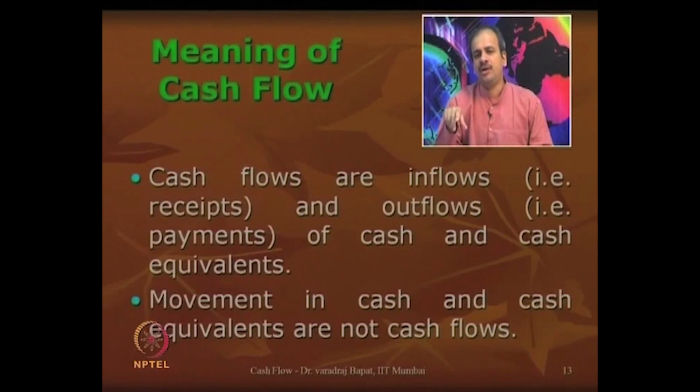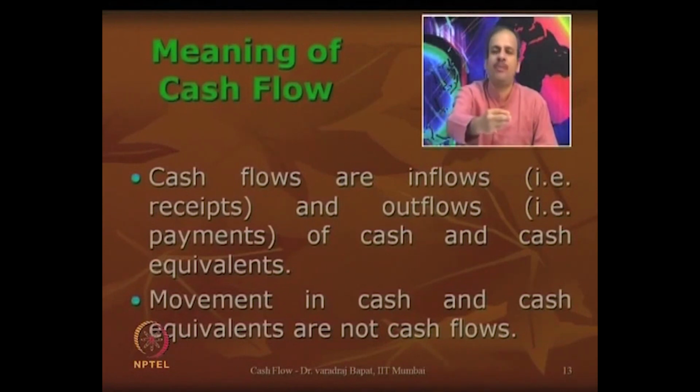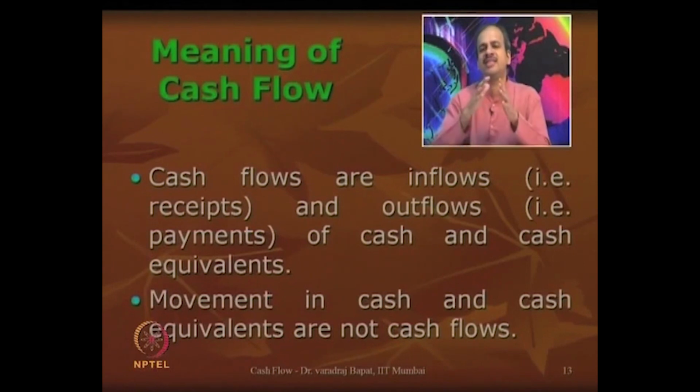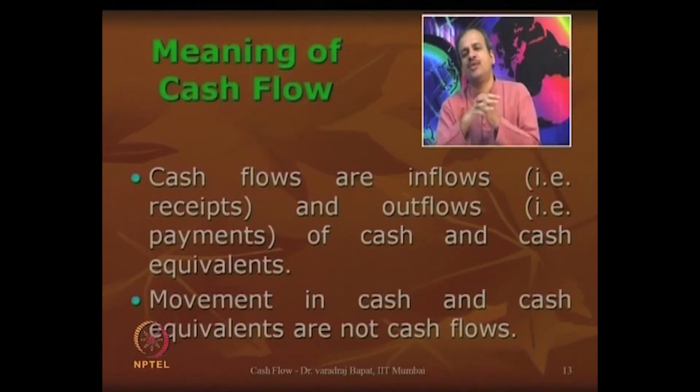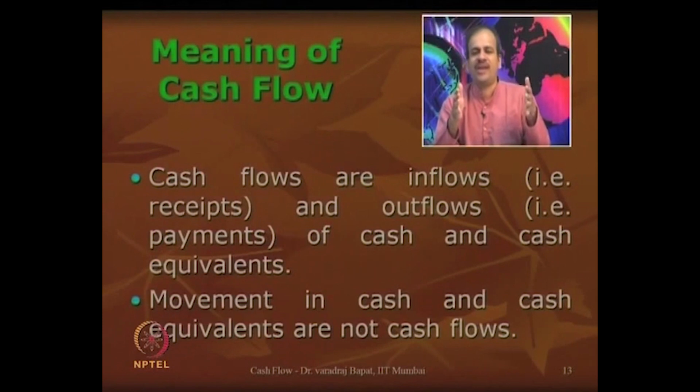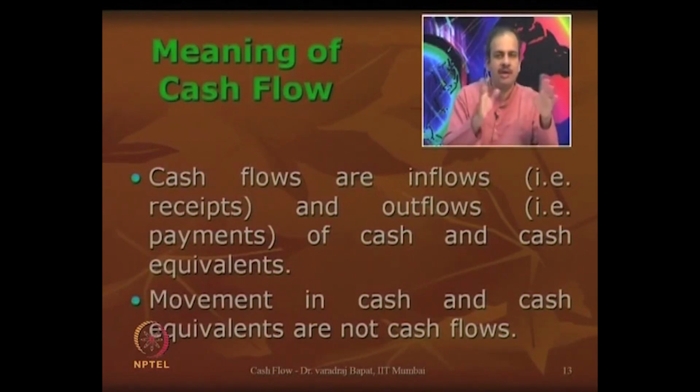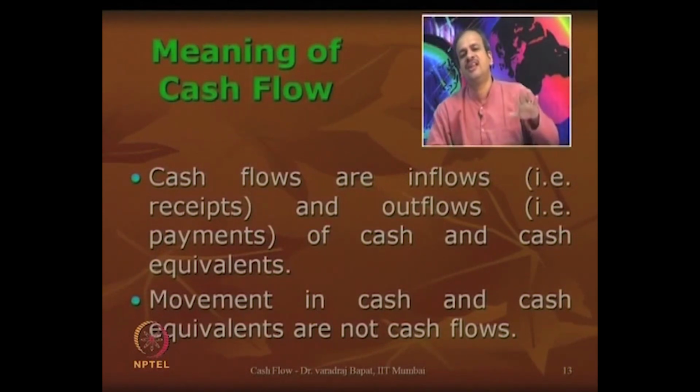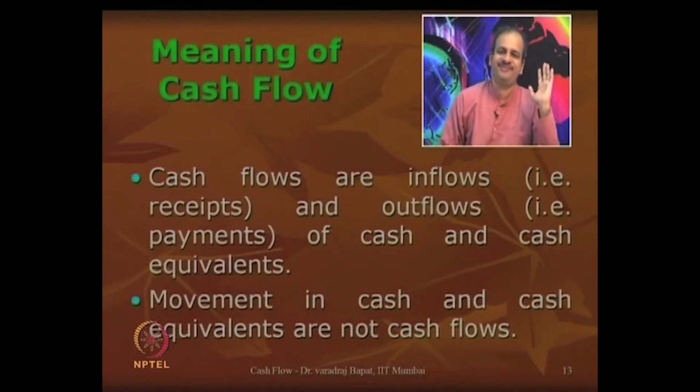Any movement within cash and cash equivalent will not qualify as cash flow. So what is an example of movement within cash and cash equivalent? Let us say I have surplus cash, I deposit into bank, or I need cash, I withdraw it from bank. This is a movement inside cash and cash equivalent. So total balance of cash plus cash equivalent remains same. So it will not be considered as a cash flow.